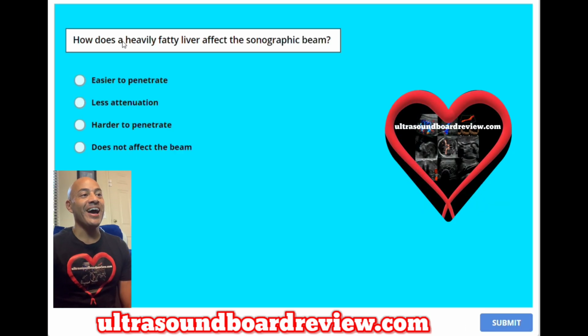Question 63. How does a heavily fatty liver affect the sonographic beam? A, easier to penetrate. B, less attenuation. C, harder to penetrate. Or D, does not affect the beam. The answer is C, harder to penetrate.